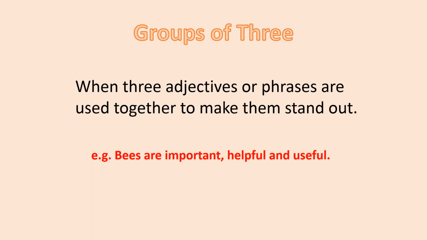Okay, so let's look at more features. When three adjectives or phrases are used together to make them stand out, this is known as groups of three. My example sentence is: bees are important, helpful, and useful. So, what are the important phrases over here? Important, helpful, and useful.